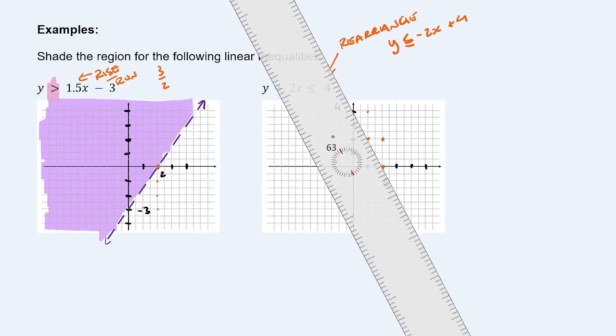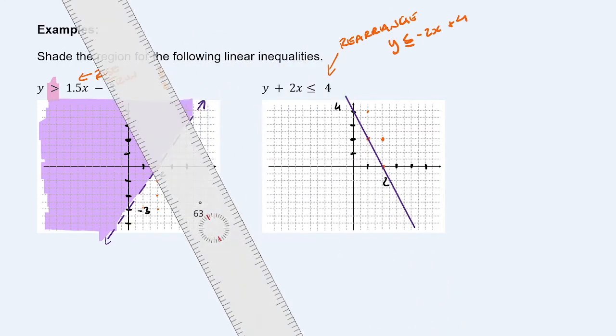Now, just to remember, for this one, our sign is less than or equal to. So for this one, I can actually draw in a solid line. There's my solid line. I just put my 2 out there, my 4 out there, get them out of the way. Whoops. There we go.